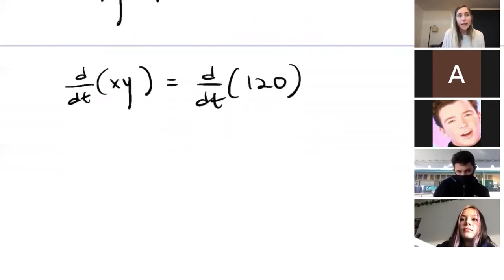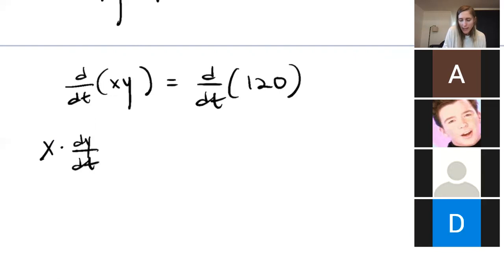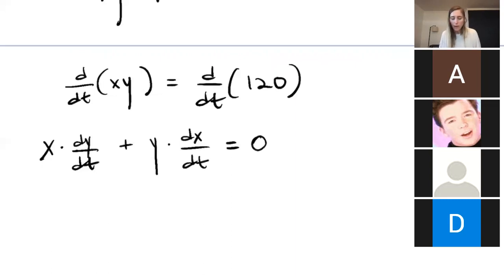On the left side, that's x times y, so we need to use product rule in order to differentiate. So first factor times the derivative of the second factor with respect to t is dy over dt, plus the second factor times the derivative of the first with respect to t, would be equal to 0, since that's the derivative of a constant on the right-hand side.